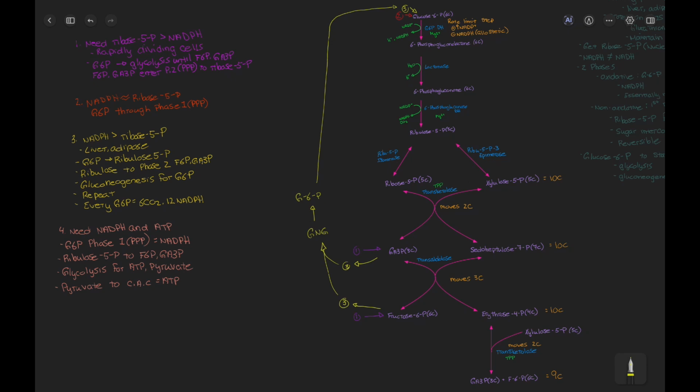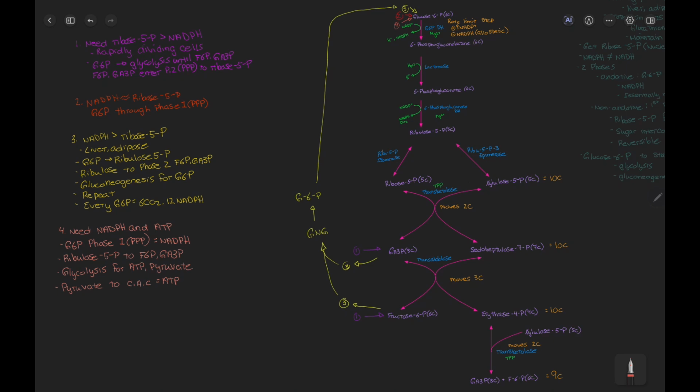So when our need for NADPH is greater than that of ribose 5-phosphate, we'll have things going through the oxidative phase with recycling through gluconeogenesis. And number 4 is when we require both NADPH and ATP.